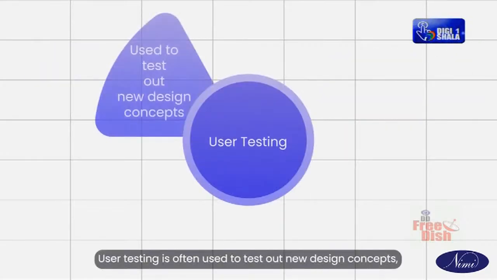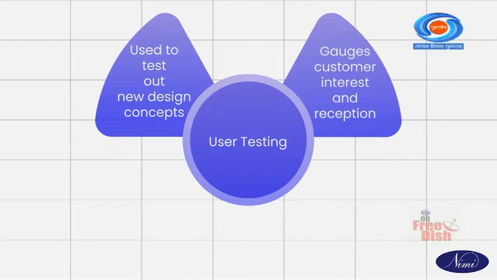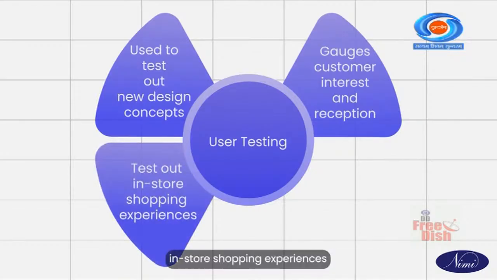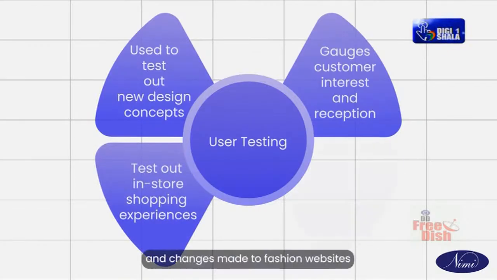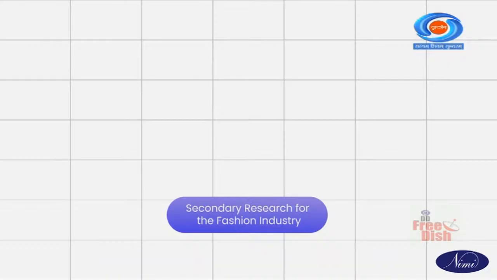User testing is often used to test out new design concepts. User testing gauges customer interest and reception. It is also used to test out in-store shopping experiences and changes made to fashion websites. Let's now learn in detail about the secondary research for the fashion industry.